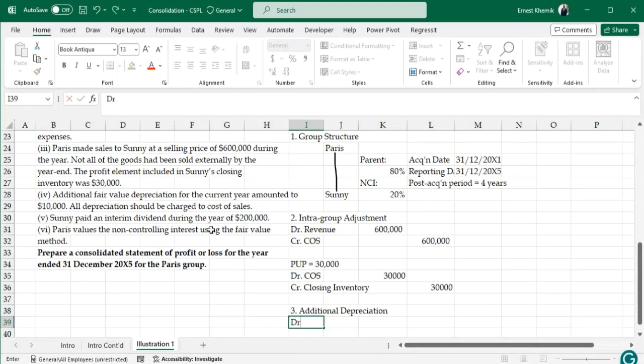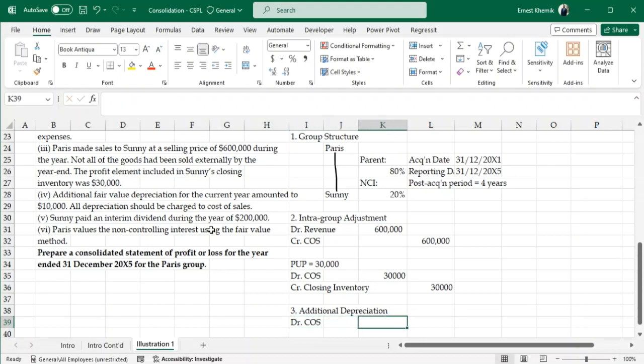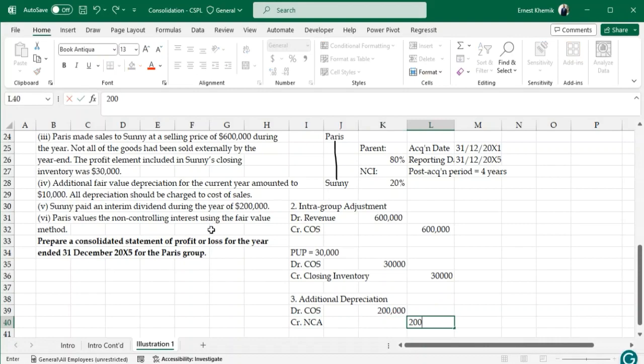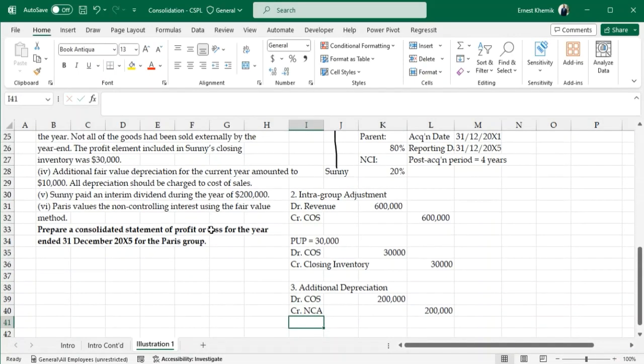So what do we do? We are going to debit cost of sales. That is going to increase our cost of sales by how much? 200,000. And then we are going to credit. The credit balance is going to our non-current assets (NCA), and that will be 200,000 as well. All right, so that is the third working.